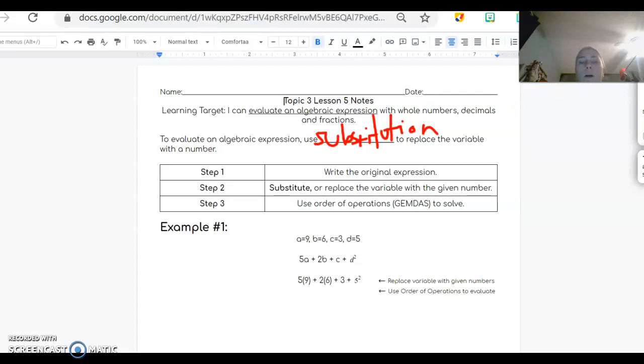Step 1, when we are going to evaluate an algebraic expression, we first start by rewriting our original expression. Whatever that expression is with our variables, we rewrite that first. Then step 2 is to substitute or replace the variable with our given numbers. And then for step 3, we use our order of operations that we've been practicing, that GEMDAS, to solve and get our final result. All right, so this will make a little more sense as we start doing some examples.